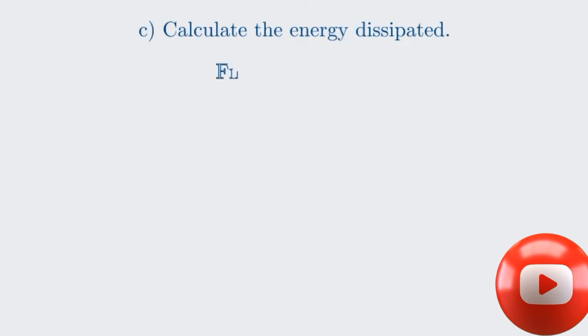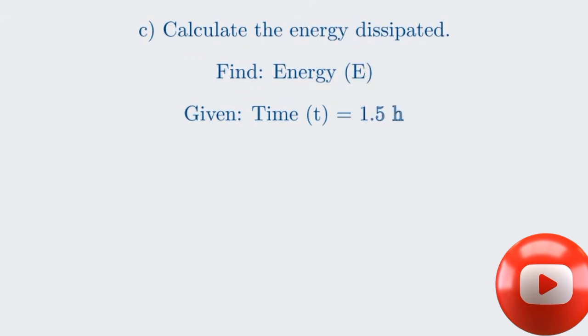We've arrived at the final part of our problem, calculating the total energy dissipated by the light bulb. Our goal is to find the energy, represented by the letter E, over a specific duration of time, t. The problem states that the bulb operates for 1.5 hours. Time, t, is 1.5 hours. This brings us to a new concept.